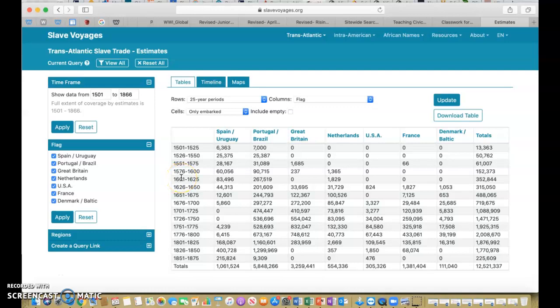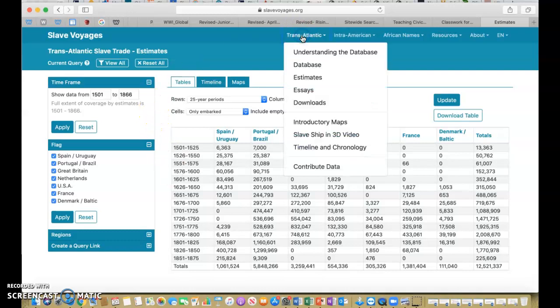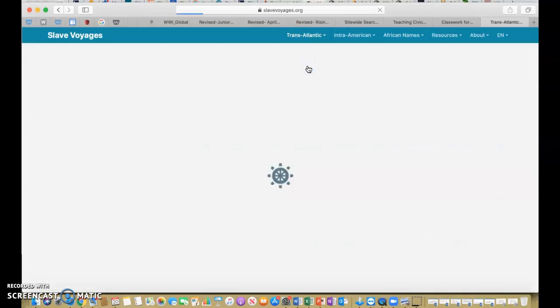I'm not going to do all of them for you because I want you to kind of figure out how to do them. So kind of look at that aspect for understanding the estimates. Then we're going to research specific slave ship voyages. So what you'll need to do is come back up here to Transatlantic. We'll go to the database.